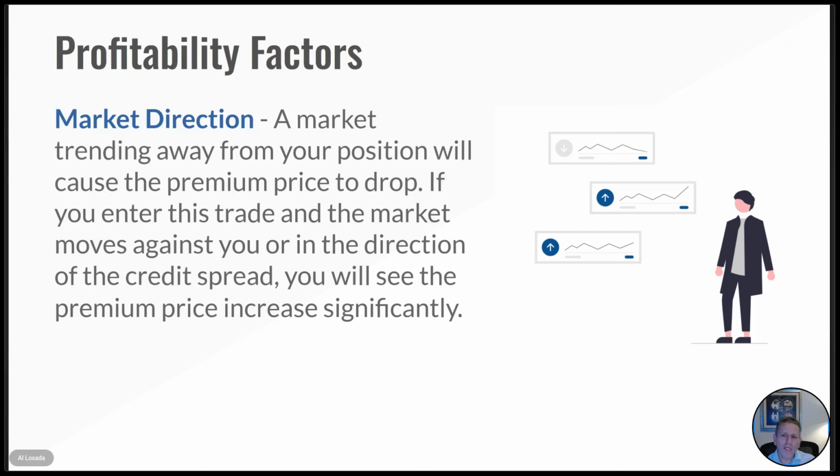The reason for that is because puts against the market are greater than calls in the market. So you get less resistance on the call side than you do on the put side, because typically when the market moves in one direction, it'll move harder down than going up.